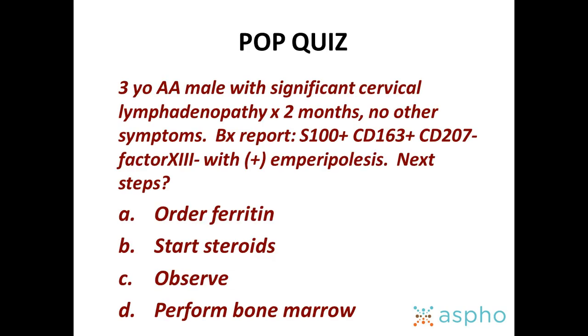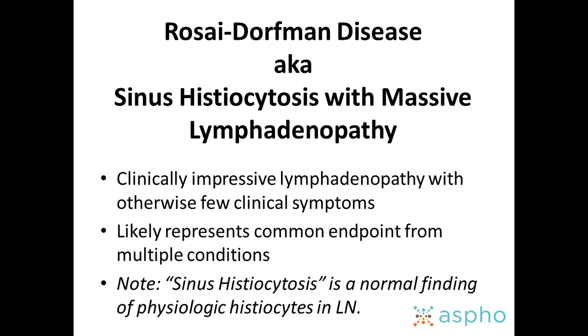All right, pop quiz. We're switching gears again now. So we have a 3-year-old African-American with significant cervical lymphadenopathy for 2 months, doesn't respond to antibiotics, no other symptoms, and there's a biopsy report that says S100 positive, 163 positive, 207 negative, factor 13 negative with myeloproliferative. So what do? So you do nothing. So just observe, because this kid has Rosai-Dorfman disease, which is also known as sinus histiocytosis with massive lymphadenopathy. So another disease with a marketing problem because it's just too much information.